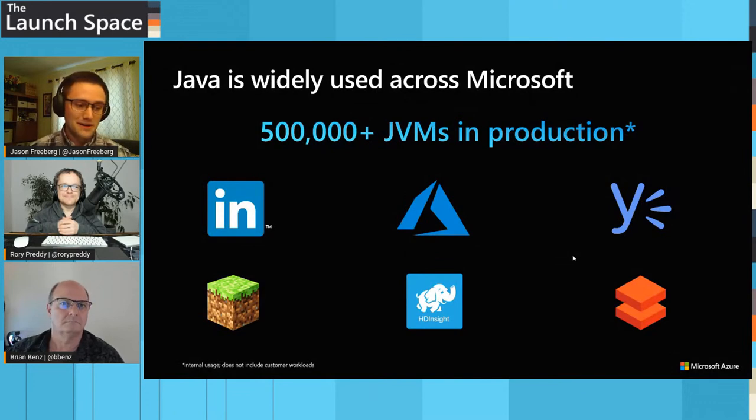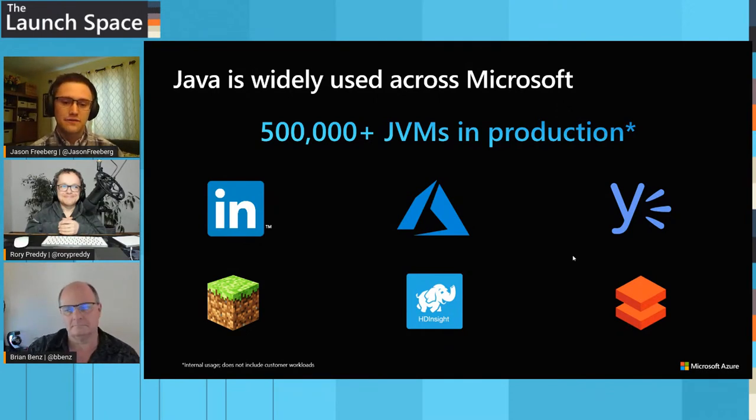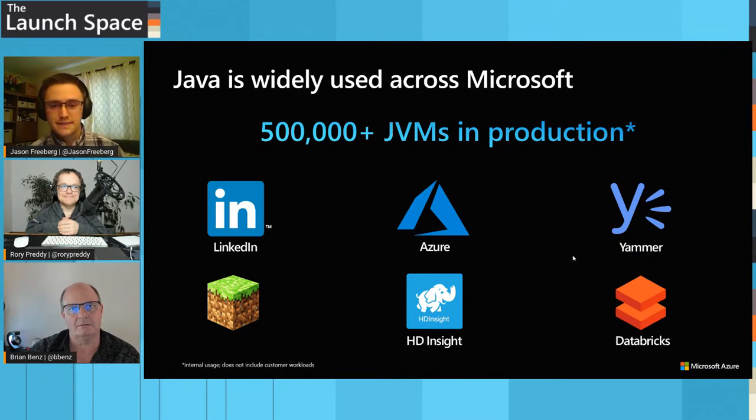Now, I hope this doesn't surprise anybody either, but Microsoft has over 500,000 JVMs running in production across its different products and services. And that number does not include any customer deployments. For example, LinkedIn relies heavily on Java. The backend of Yammer is also written in Java. And some popular Azure services like HDInsight and Databricks also run on Java. And of course, we can't forget Minecraft, which now runs on those Microsoft builds of the OpenJDK as well. And so that was just a quick, brief introduction into some of the ways that Microsoft and Azure use Java in its own production services and products.